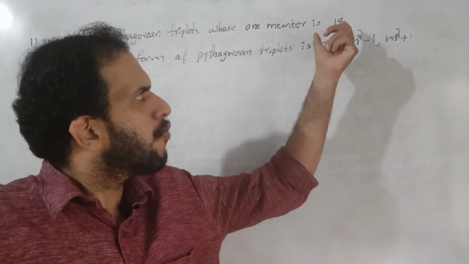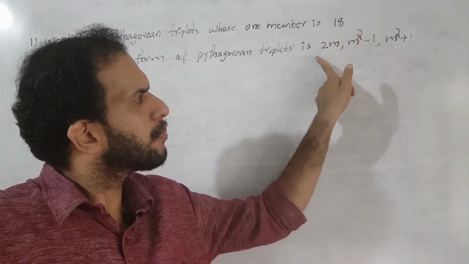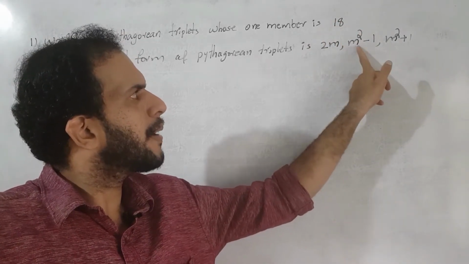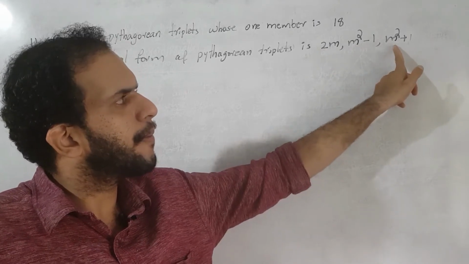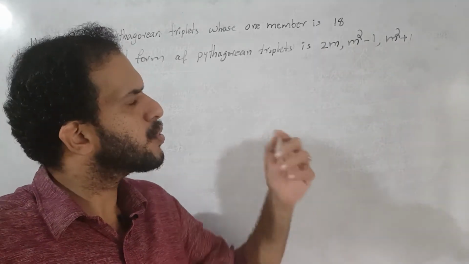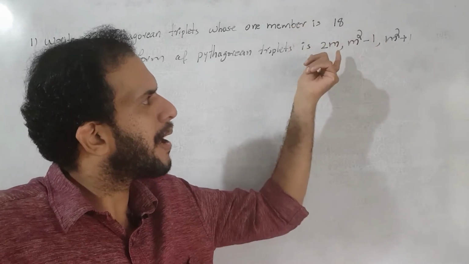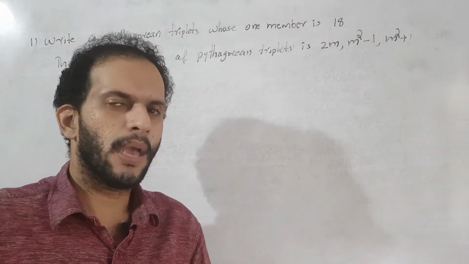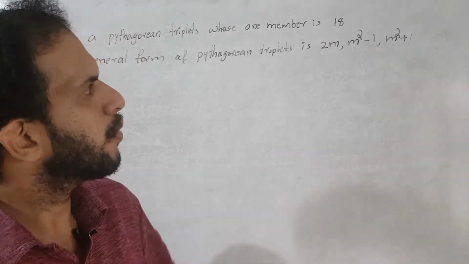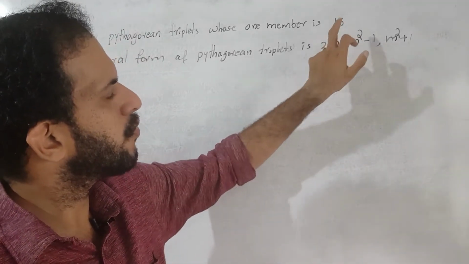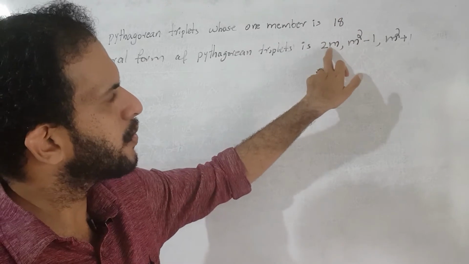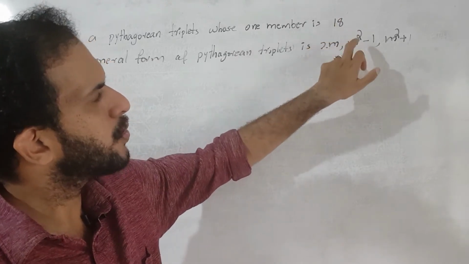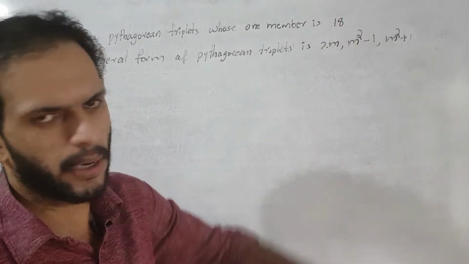So the given number, we just look here, the smallest numbers are 2m and m square minus 1. The biggest number is m square plus 1, correct? So we always choose the value of the given number as 2m or m square minus 1. Okay, 2m or m square minus 1. Just look, if the given number is an even number, we choose this one as the value of 2m. If it is an odd number, we choose this one as the value of m square minus 1.